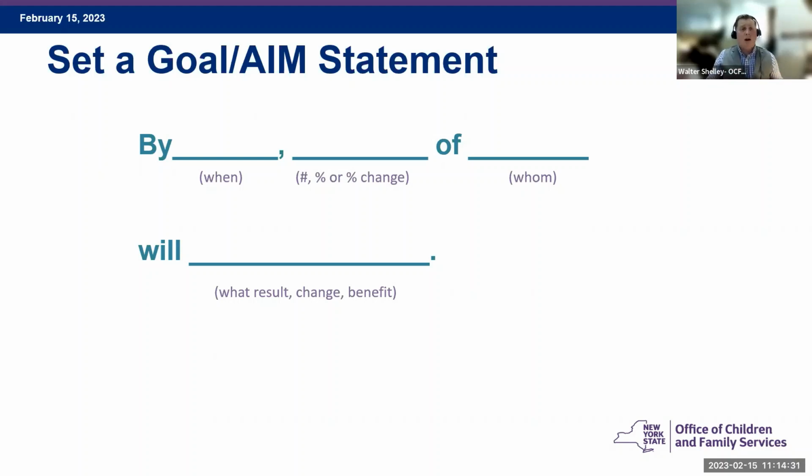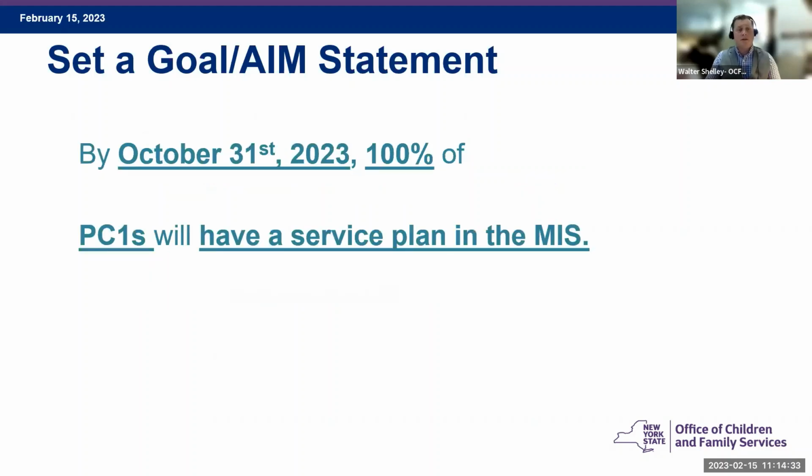So just to show you a concrete example of what this looks like for us in service plans: By October 31st, 2023, 100% of PC1s will have a service plan in the MIS. That's it. It doesn't have to be overthought. It doesn't have to be something scary here. This is just one simple sentence that is our goal statement. It is our aim that we're trying to make as a CQI team here.